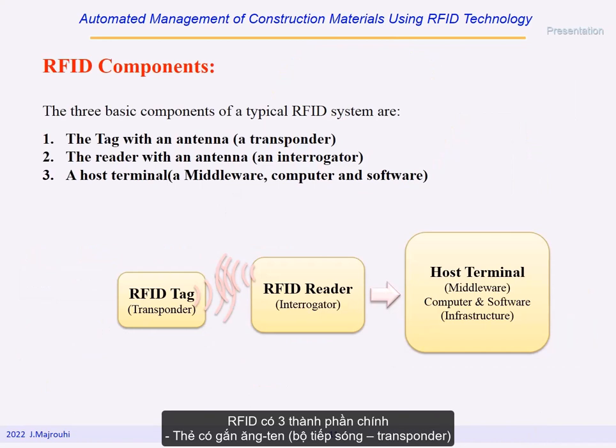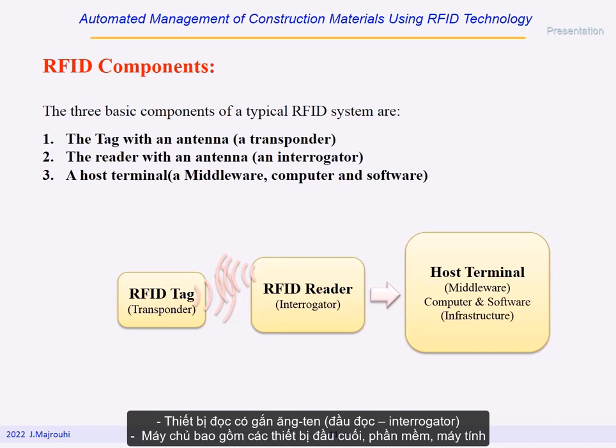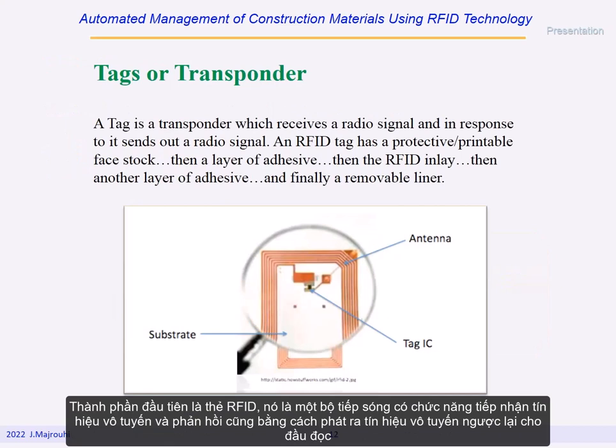RFID has 3 basic components. The tag with an antenna, called a transponder. The reader with an antenna called an interrogator, and a host terminal, which is a middleware computer and software. The first component is a tag, which is a transponder which receives a radio signal and in response to it sends out a radio signal.